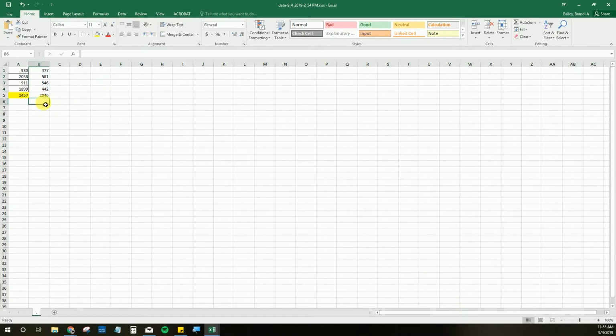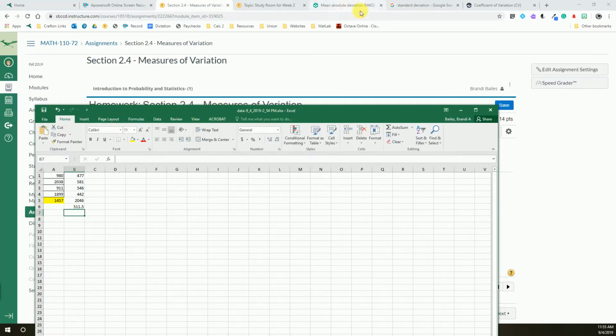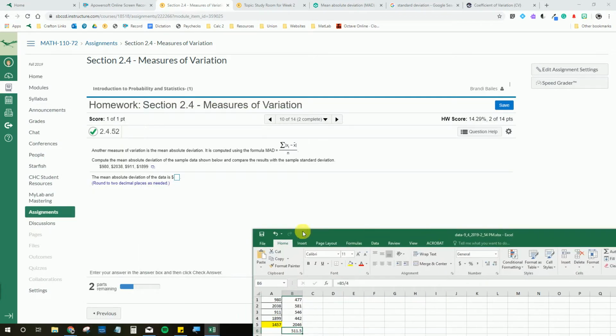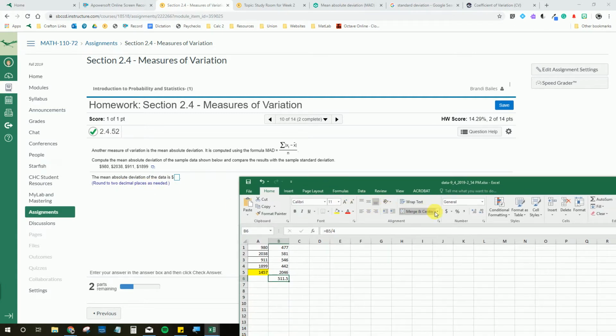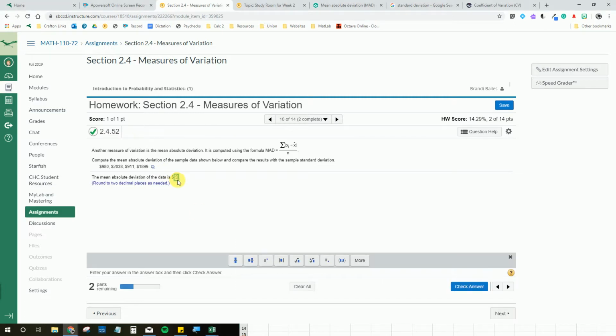So I'm going to take the number I just found, which is 2046, and I'm going to divide by 4. And that should give me my mean absolute deviation. So I'm going to double check, what does my MyMathLab want? It wants 2 decimal places as needed. So I'm going to add another decimal using my decimal increase button. And now I have 511.50. There we go.